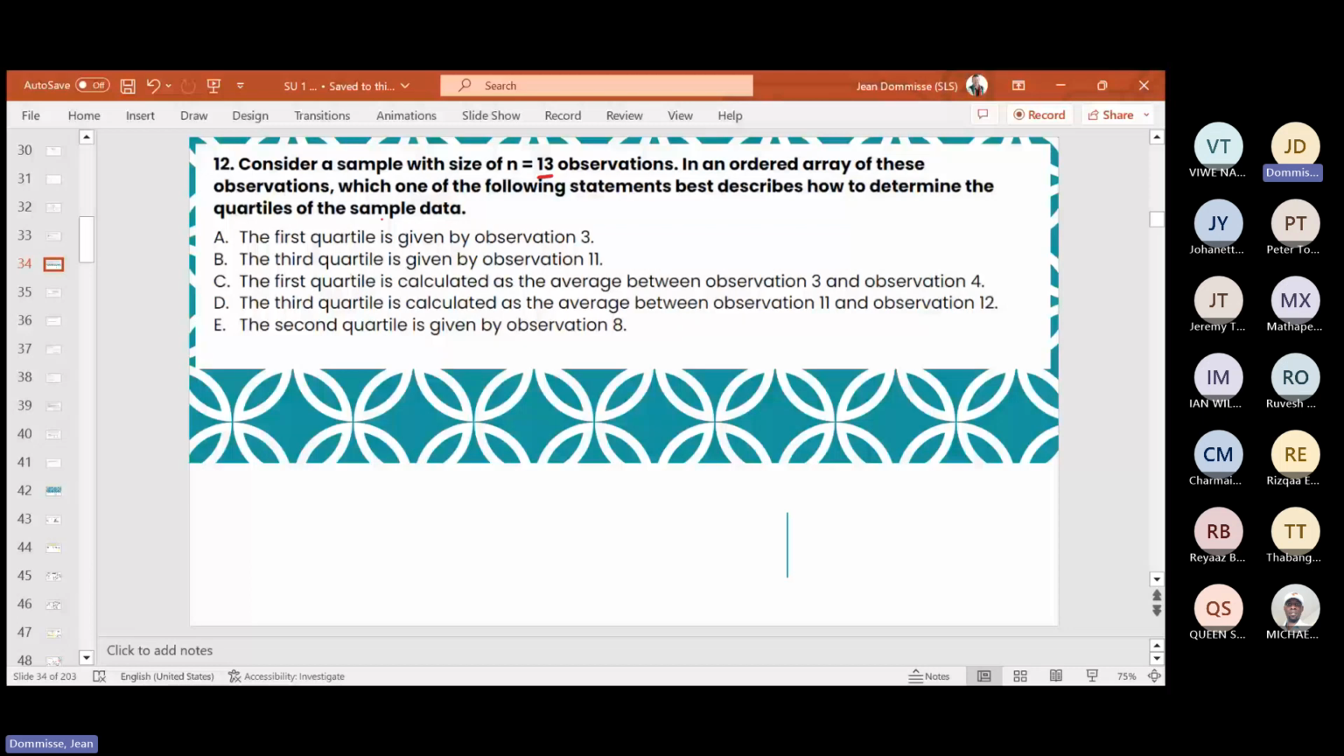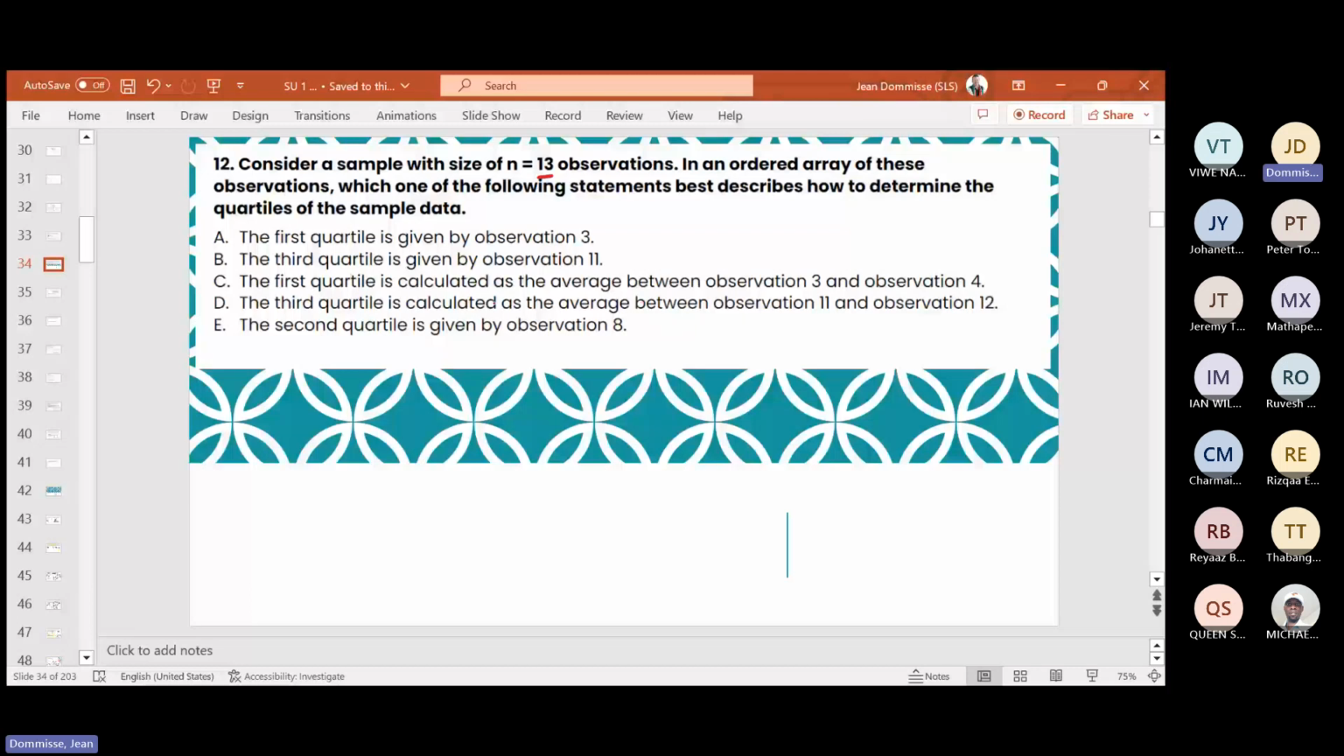Okay, so 13 observations. The first quartile is given by observation 3. The third quartile is given by observation 11. The first quartile is calculated as the average between observation 3 and observation 4. The third quartile is calculated as the average between observation 11 and observation 12. The second quartile is given by observation 8.